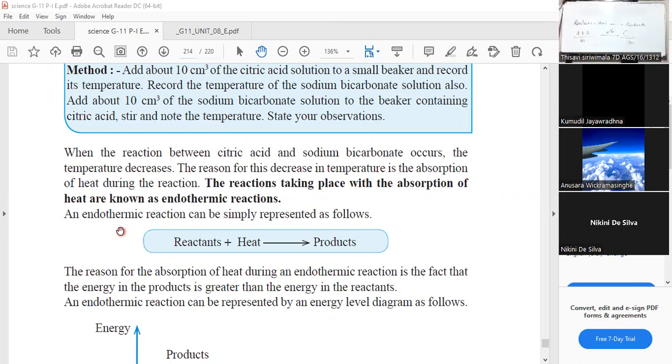So 100 plus 20, 120 units. Am I right? But after writing that sentence, you can write what is on the board.